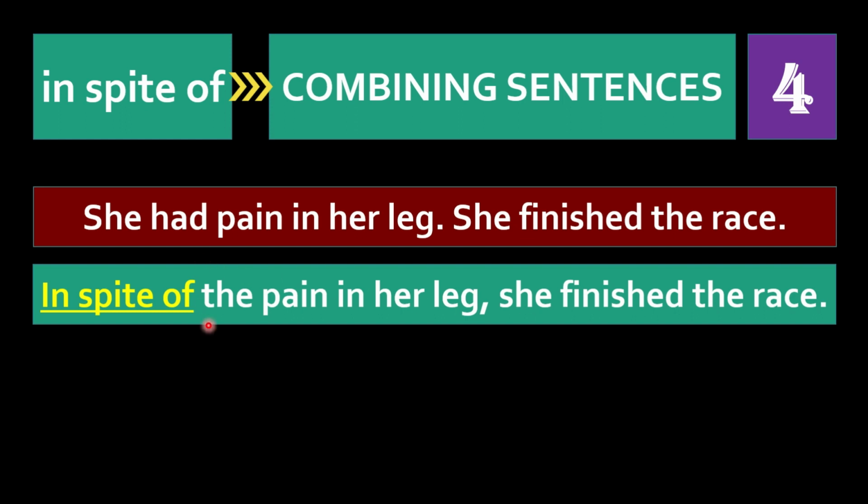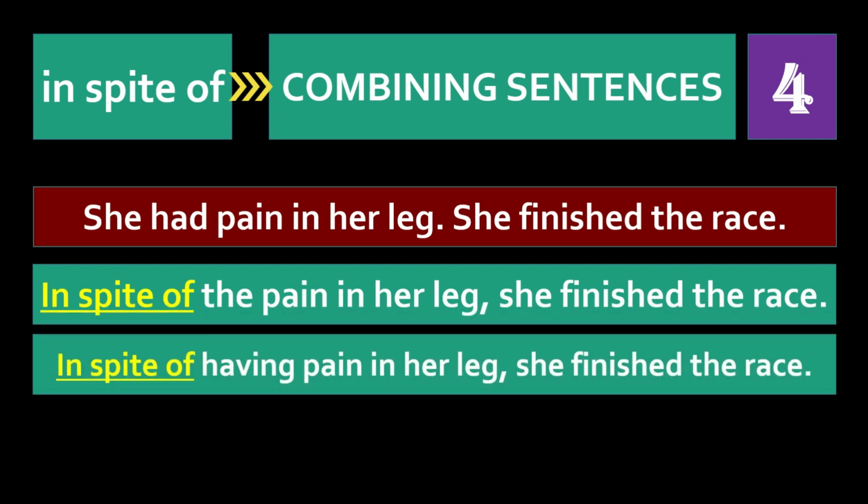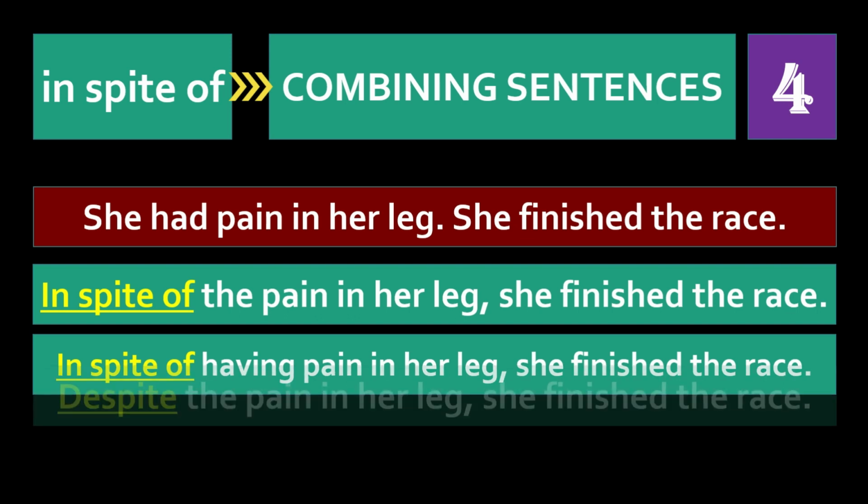So I have changed this into this one, the pain in her leg. This is a noun phrase. And what about another way? In spite of having pain in her leg. See here, since we have a verb here, have, had, we can add ing form to it. In spite of having pain in her leg, she finished the race. Both mean exactly the same. It's not possible with every sentence to say in two ways, but it's possible here. Let's look at despite.